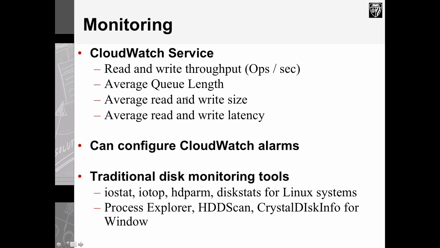Now let's talk about the monitoring aspects of EBS volumes. CloudWatch is a service that we use to monitor the performance of EBS volumes. CloudWatch provides metrics like read and write throughput, that is the number of operations per second our EBS volumes are doing. We can also look at the average queue length, the number of IOPS that are waiting on our EBS volumes. We can look at the average read and write size the volume is getting. We can also look at the latency our applications are experiencing for these EBS volumes. You can configure alarms in CloudWatch, and get an alert when any of these metrics go out of the range that you are expecting.